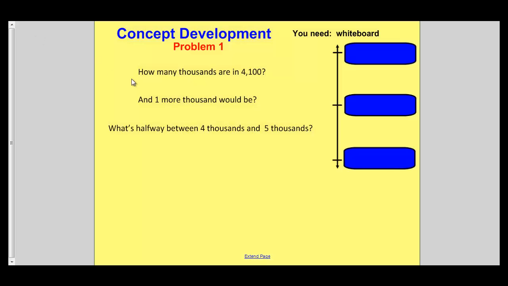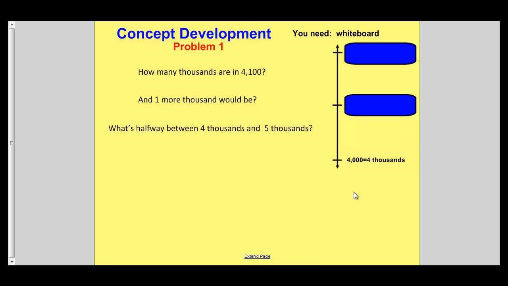Now today, we are talking about rounding, and we said that we were going to use a vertical number line. This is a vertical number line. It's just like a regular number line, except instead of going horizontal, it's vertical. So I want you to just follow along with me on this problem. How many thousands are in 4,100? 4, right? 4 thousands equals 4,000.